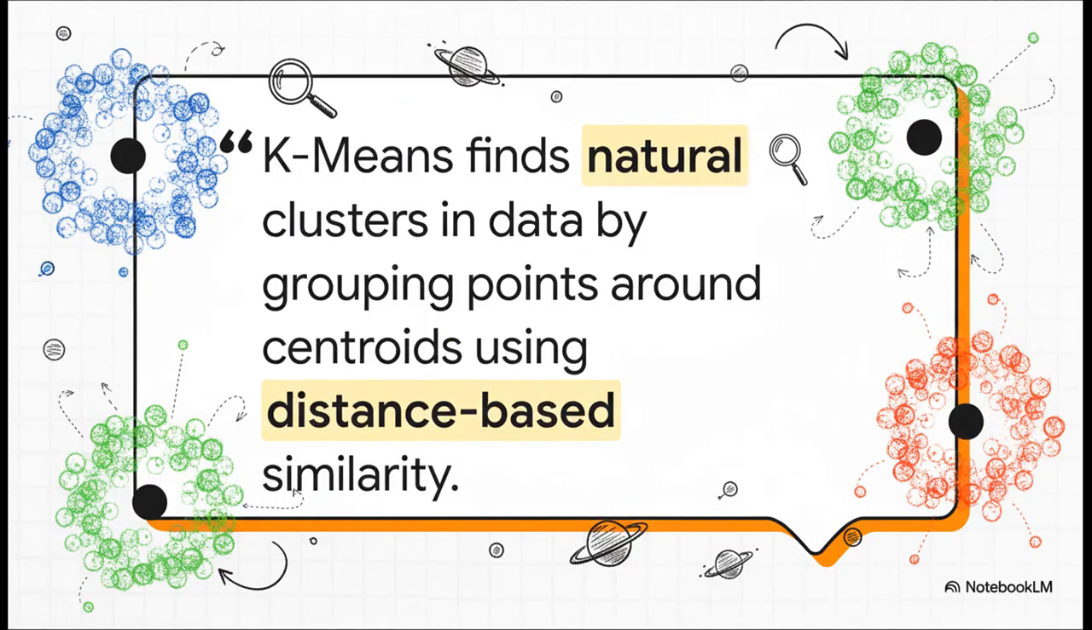So when you boil it all down, it comes back to this one simple, powerful idea. K-means finds the natural groups hidden in your data. It does this by grouping points around these central anchors, these centroids, and it uses simple distance to figure out what belongs where. It's all about finding the hidden centers of gravity in a vast sea of information.